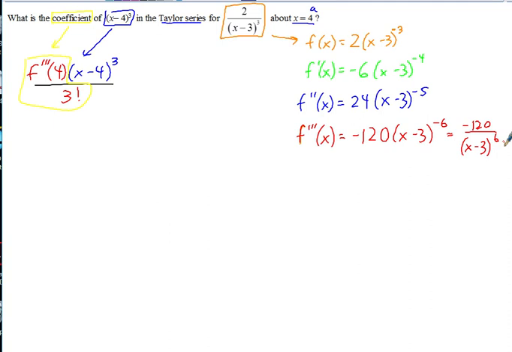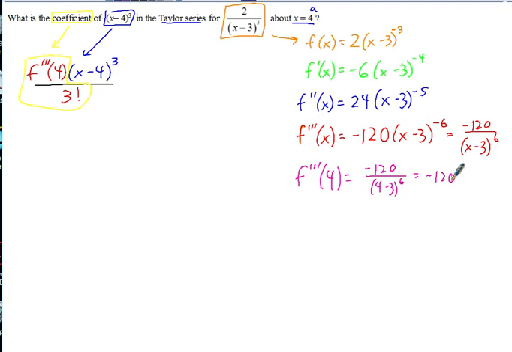There's our third derivative. And notice we just need to substitute in 4 into that. So f triple prime of 4 would be negative 120 over 4 minus 3 to the 6. But that's just 1 to the 6th power, which is just 1. So you just end up with negative 120 over 1.